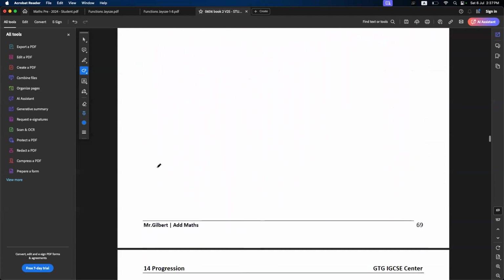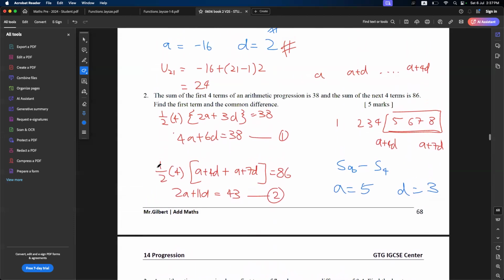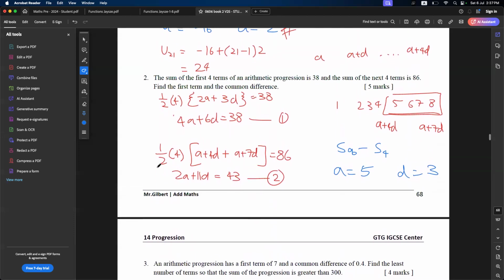Try the rest of the questions here. Menu. Down, down. This is where you usually go to solve quadratic, right? But instead of polynomial, how many unknowns? And type in. Yes. This is S8, the sum of the 8 terms minus the sum of the 4 terms.